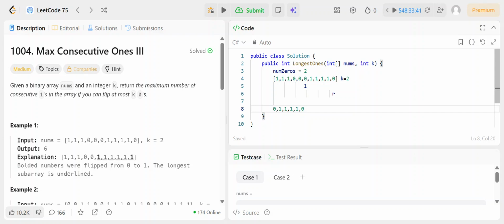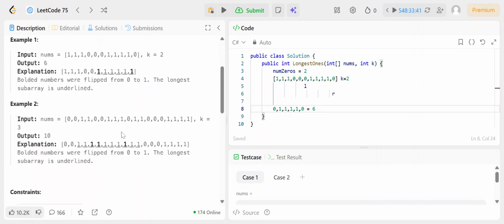Now we can directly say that this particular array is also satisfying all the conditions. Number of zeros equals k, and we can see the subarray is holding all consecutive ones if we convert the zeros in this particular subarray, and the length of this subarray is 6. In example 1 we got it at the end of the array, but with big arrays, if you try to debug it, we can try it somewhere.